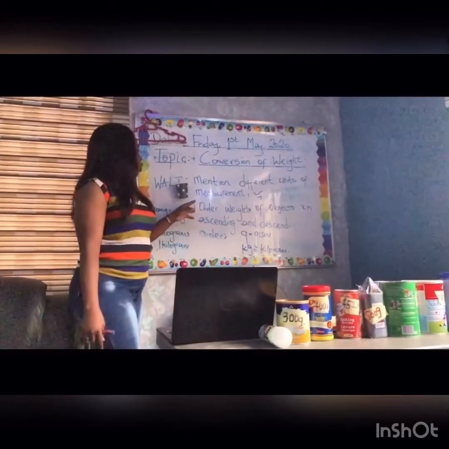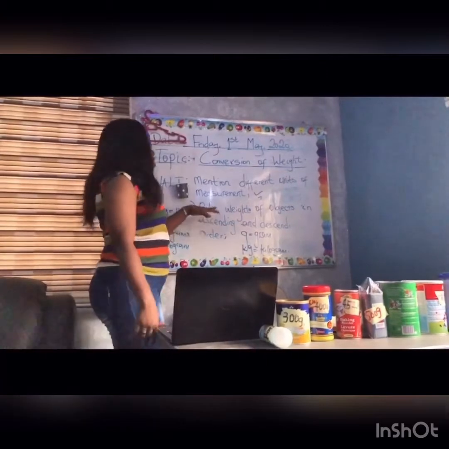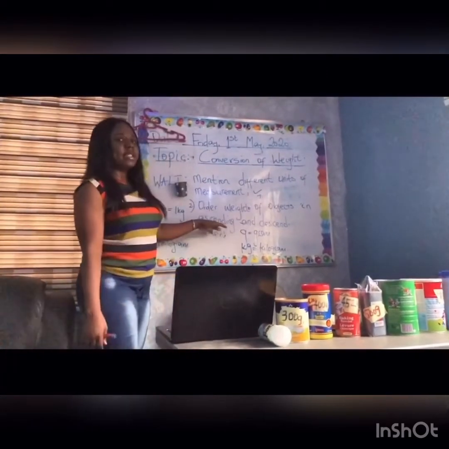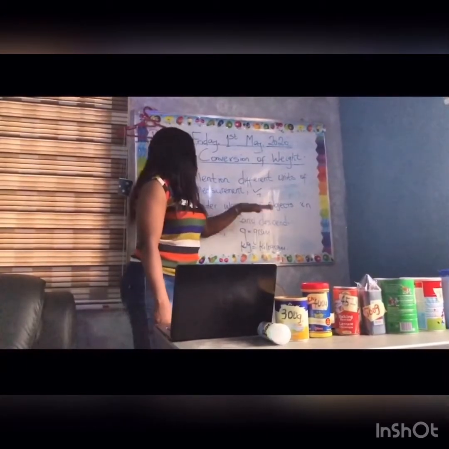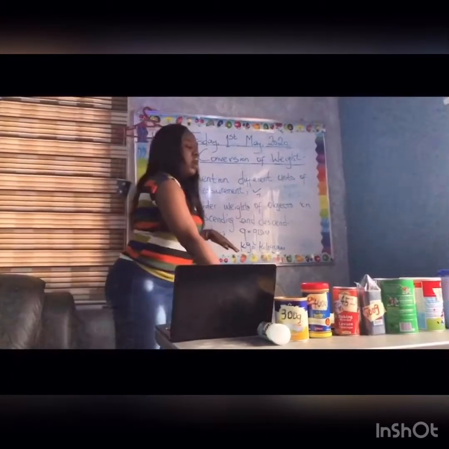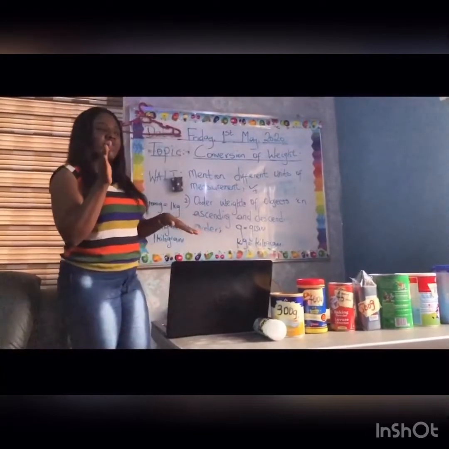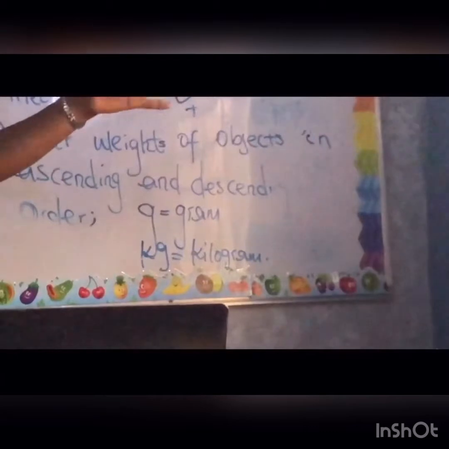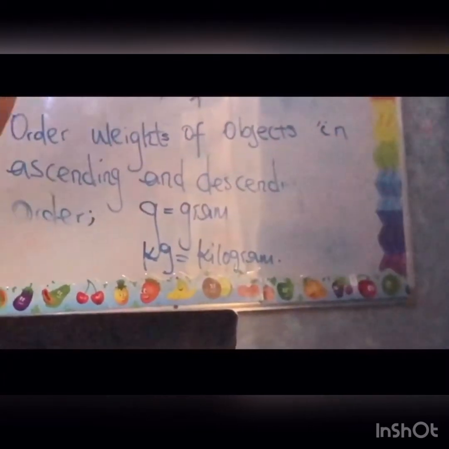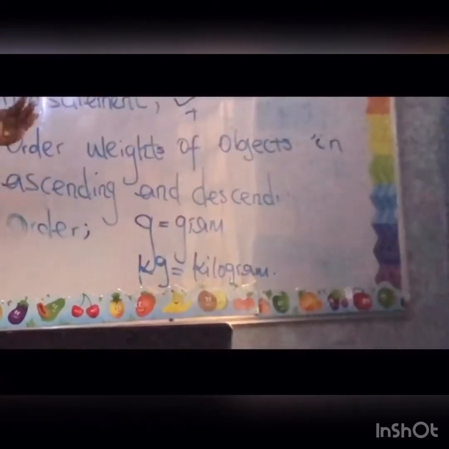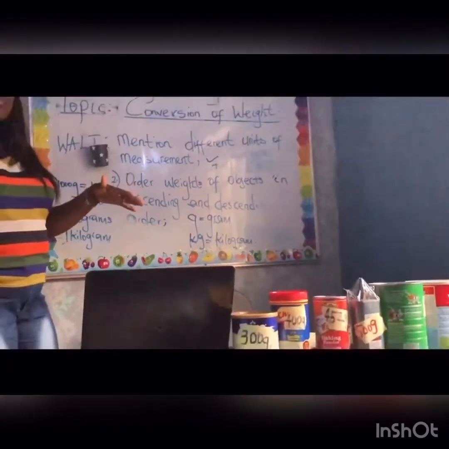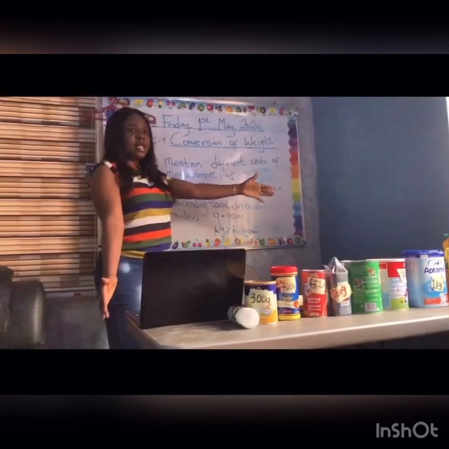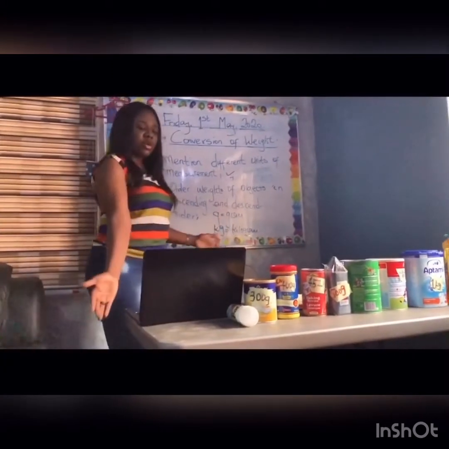Let us move to Week 2, which says order the weights of objects in ascending and descending order. When we say ascending, we are moving from small to big, from the lightest to the heaviest. That is ascending. You are growing.